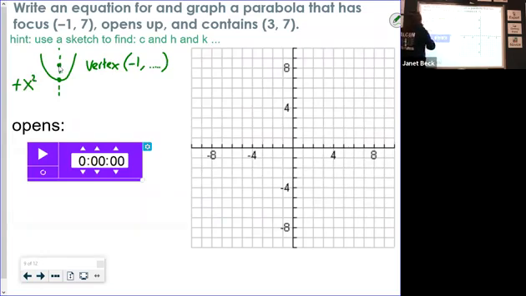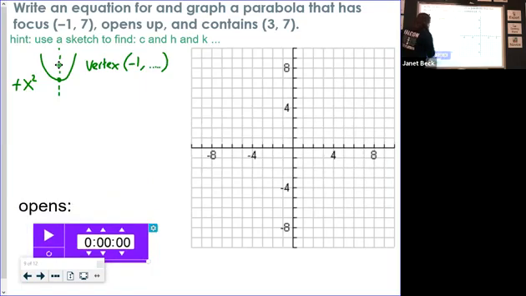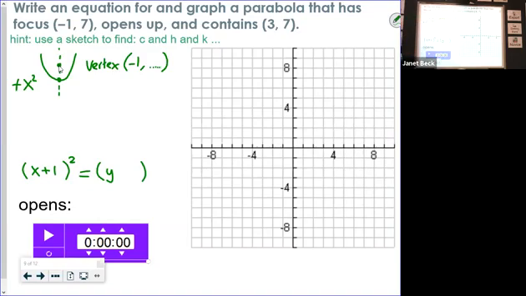So in my equation, I'm going to have, it's a parabola. I'm going to have x minus -1, x plus 1, and that's going to be the side that's squared. And I don't know what to put with y, and I don't know my coefficient. I kind of prefer the coefficient on that side, so I'm going to put 4c on this side.